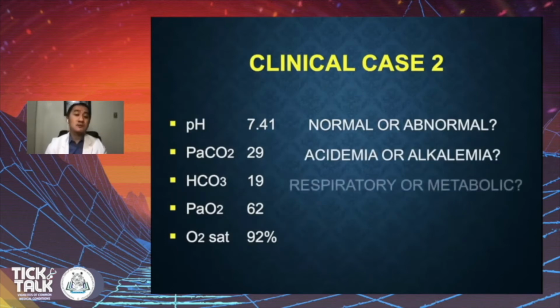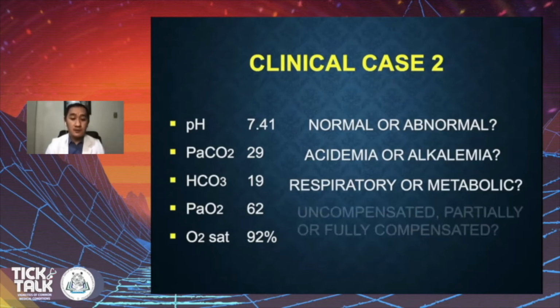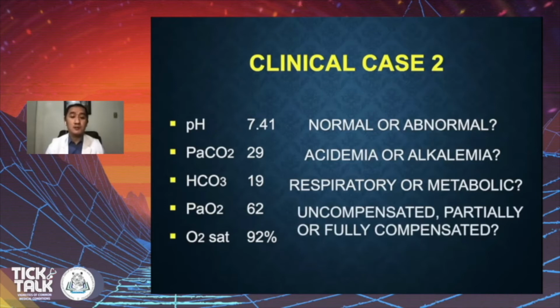What is the primary disturbance, if it's respiratory or metabolic? Your arterial CO2 is low, that can cause alkalemia, and your bicarbonate is low, it's more of acidotic. So the primary disturbance here is more of respiratory alkalosis. So is it compensating? If it's compensating, is it partial or full? Since our pH is within normal range, we can say that it is fully compensated.